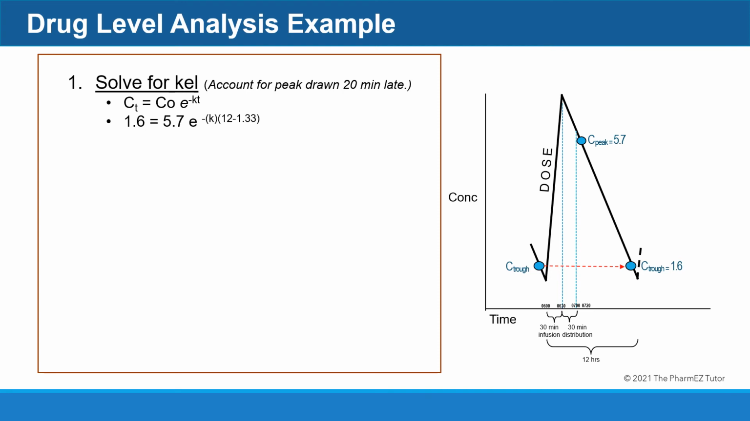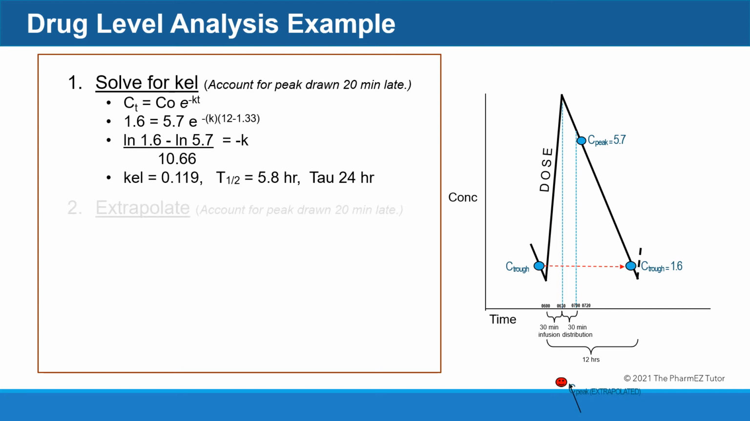Ct is the concentration of 1.6, which is the trough. C naught is the initial concentration, which is the peak level of 5.7. T is the time between the two levels, which is the dosing interval of 12 hours minus the 1 hour, which accounts for the infusion and distribution, and 0.33 hours to account for the drug level being drawn late. After calculations, the KEL comes out to be 0.119 with a half-life of 5.8 hours and a selected tau of 24 hours, which is taking into account using the post-antibiotic effect.